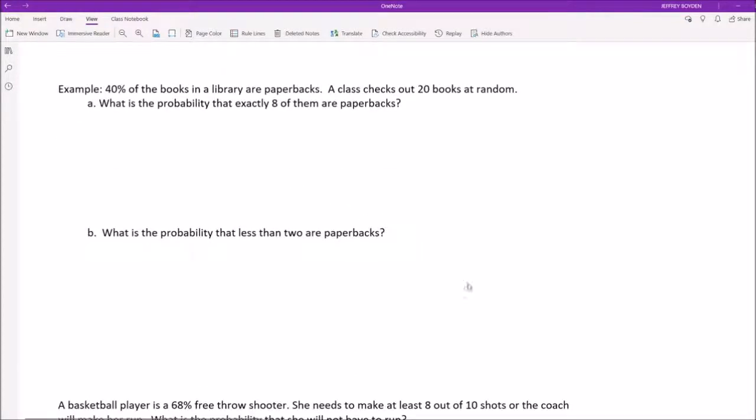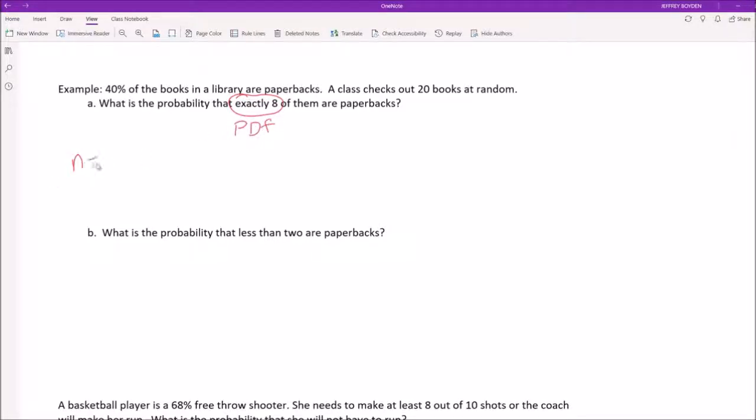So we'll talk about the books in the library. In this example, 40% of the books in a library are paperback books. A class checks out 20 of them at random. We want to know the probability that exactly 8 of them are paperbacks. So first of all, that says exactly 8, so that's a PDF.